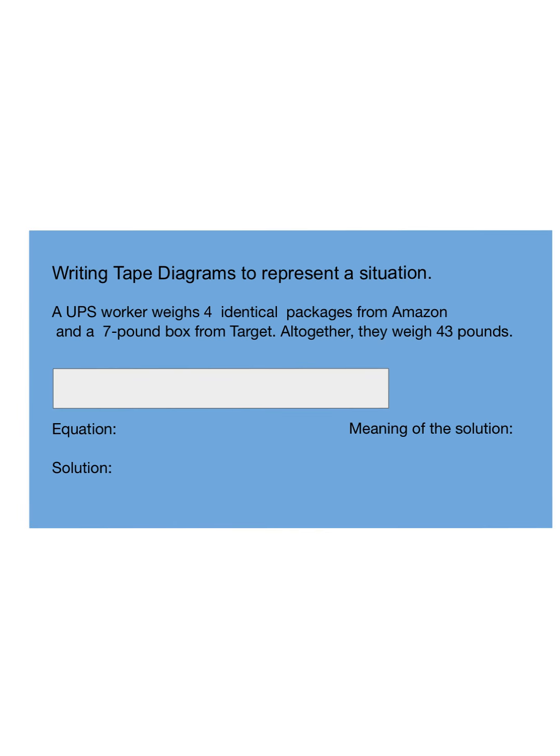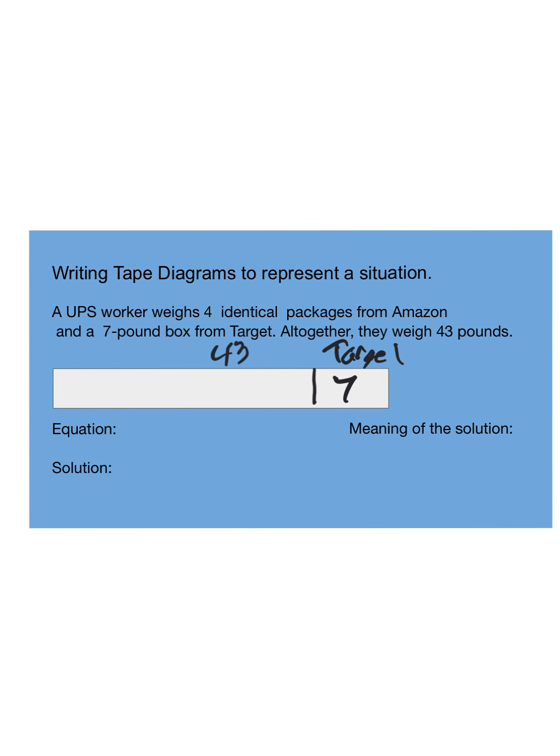All right, let's start by writing a tape diagram to represent a situation. A UPS worker weighs 4 identical packages for Amazon and a 7-pound box from Target. Altogether, they weigh 43 pounds. So let's represent that. First, I'm going to write my 43 right here for the whole tape. And then I'm going to go over here and make sure I take care of the Target box.